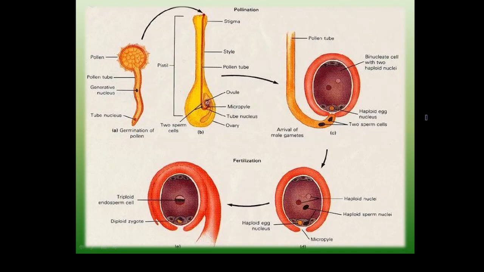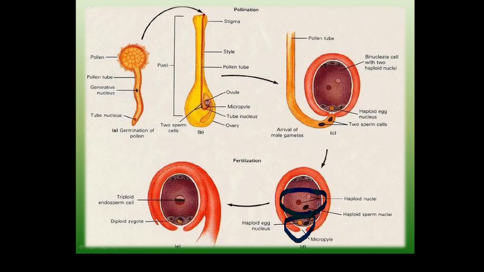Now the two sperm cells have arrived at the opening of the ovule. Here we have the binucleate cell with two haploid nuclei, and here we have one haploid egg nucleus. Now one male gamete is going and fertilizing this egg cell, and the other one is going and fertilizing these two polar nuclei.